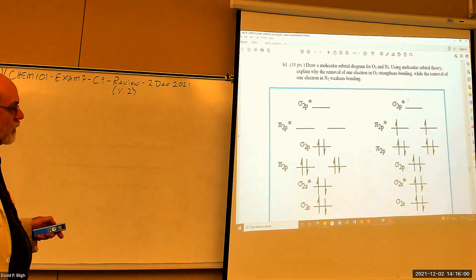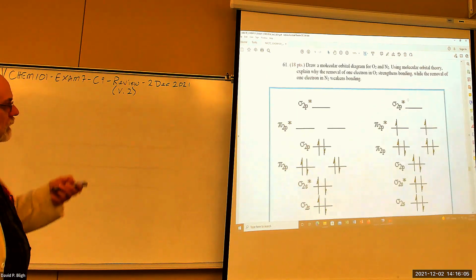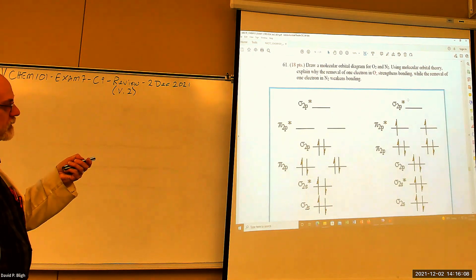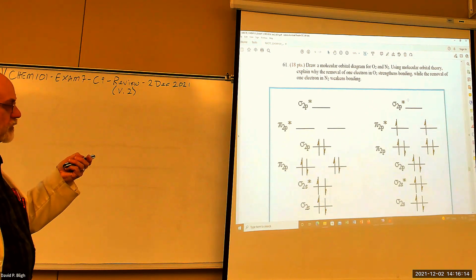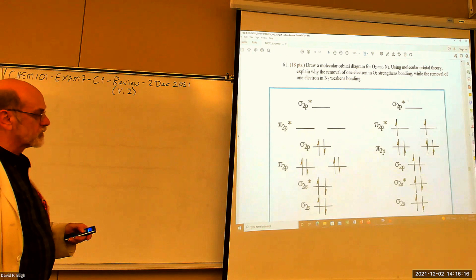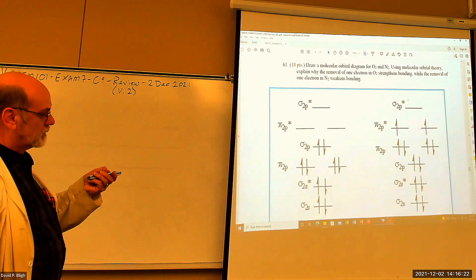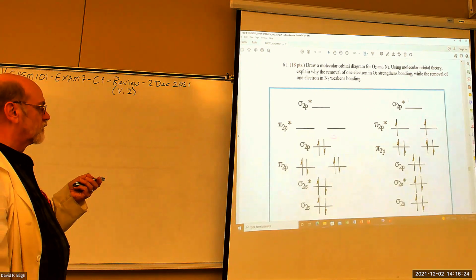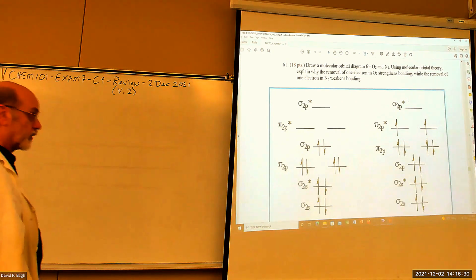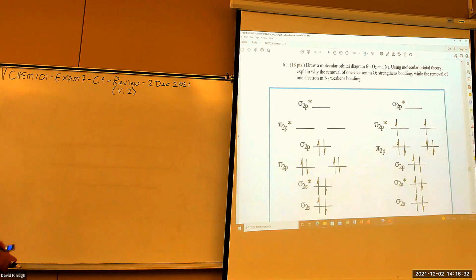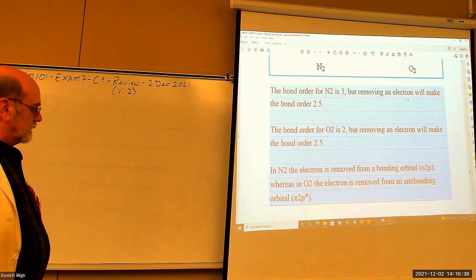But once you finish drawing those, the purpose of having drawn those is to explain why the removal of one electron in oxygen strengthens bonding, while the removal of one electron in dinitrogen weakens bonding. It all depends on where those electrons come from. For oxygen, we're taking an electron from an anti-bonding orbital, but for nitrogen, we're taking it from the bonding orbital, which weakens the bond. Whereas with oxygen, it strengthens the bond. And that's what all this mess down here says. Okay.